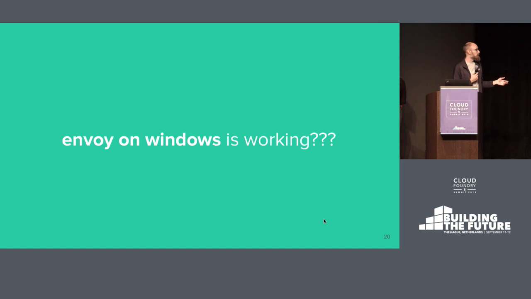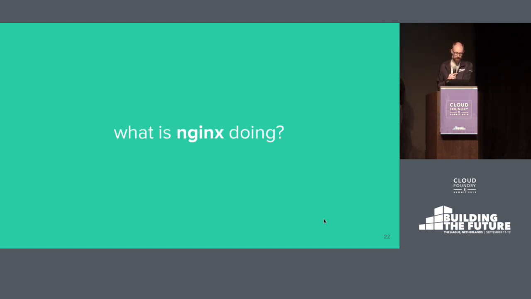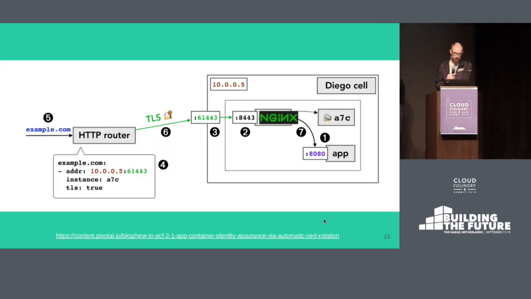So this must mean that we got Envoy working on Windows, right? Well, not quite, but nginx works great on Windows. And so we were able to get nginx working on Windows, and we'll talk a little bit about how we did that. So what is nginx doing here? Well, very similar to the Envoy sidecar that we have on Linux, we've got an nginx sidecar. We've also got an envoy.exe in that sidecar, which is a little Go program.